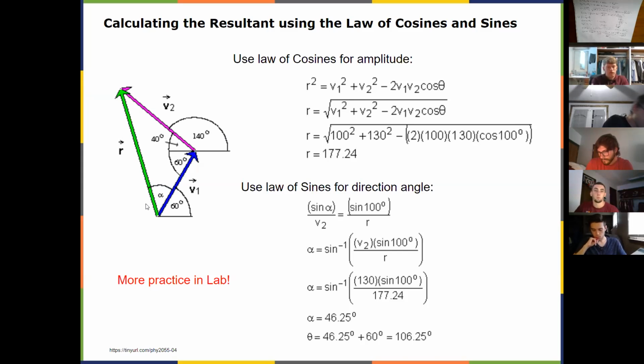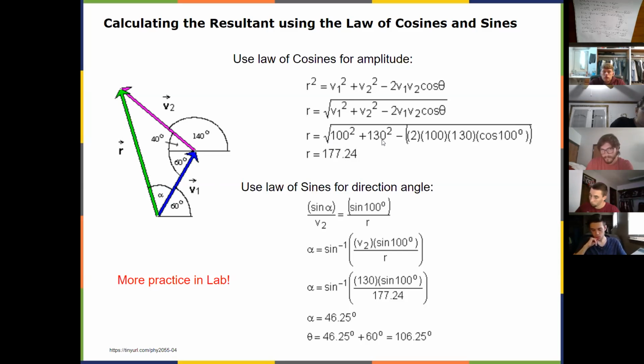Okay, so we can use law of cosines to figure out this magnitude, right? The length of r, because this is a triangle here. If you do v1 plus v2, now you place the tail of the second vector on the head of the first one, then the resultant points from the tail of the first vector to the head of the second vector. Okay, and in this case, it's not listed here, but it's given that v1 is equal to 100, the length, v2 is equal to 130.